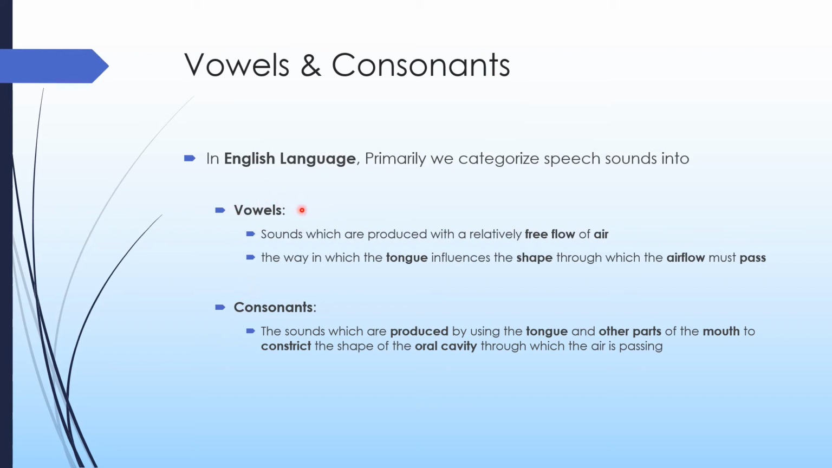So what are the vowels? I know many of you know about the vowel letters, but here we are talking about the vowel sounds, not the letters. So they're different, the sounds and the letters. The letters are 26, but whenever you're talking about sounds, we have 44 sounds. Under those 44, we have 24 consonant sounds and 20 vowel sounds. Vowel sounds are the sounds which are produced with a relatively free flow of air.